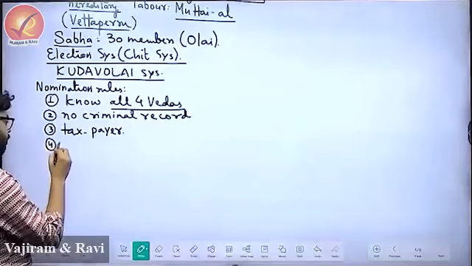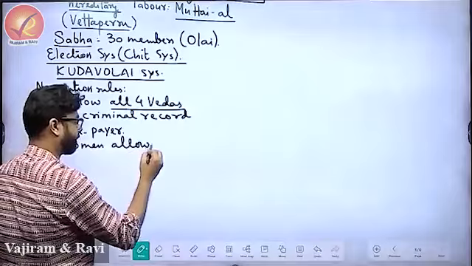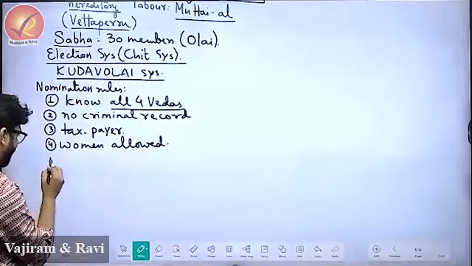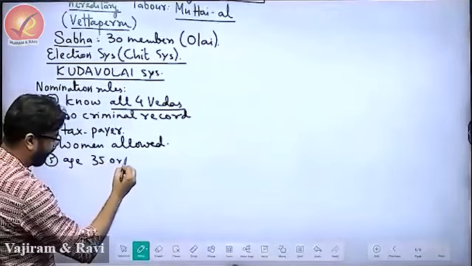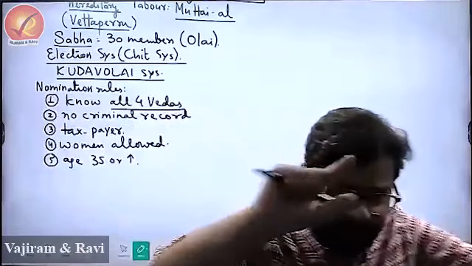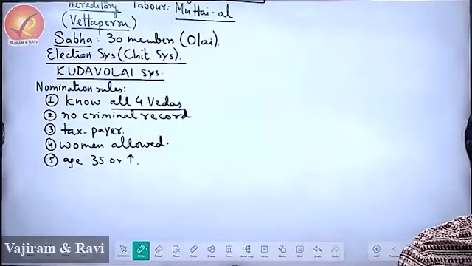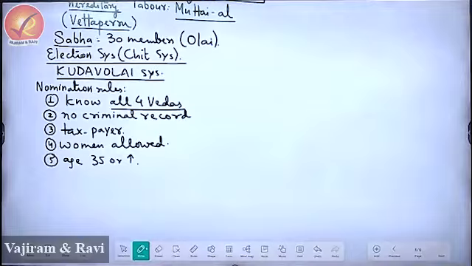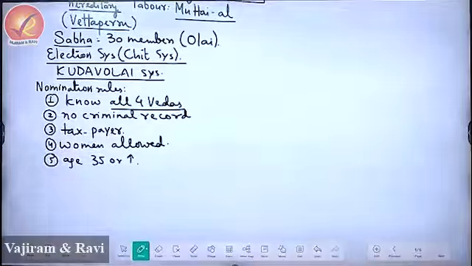Number 4, a woman is also allowed to participate. Women are allowed to contest. And number 5, the age is fixed, 35 or above. Remove the first point, and you get the election of the president of this country. You understand? That is how great South India had been. All right, Kuda Olai system, election system.